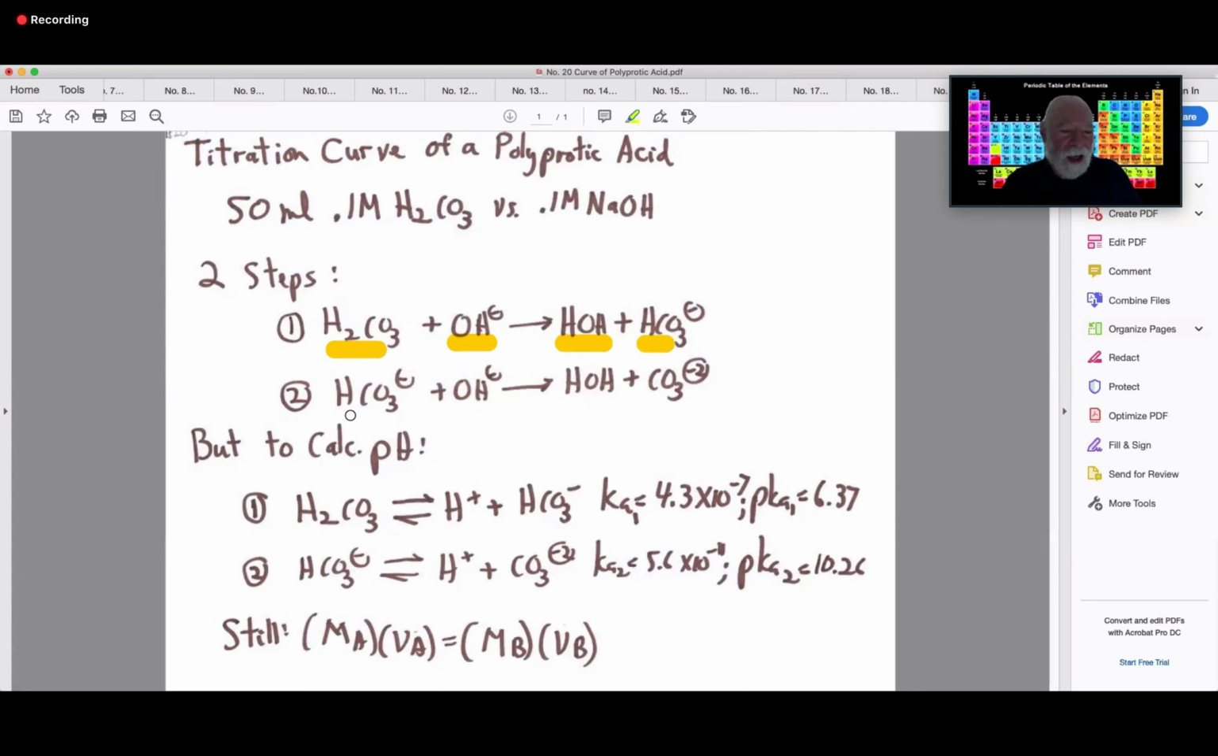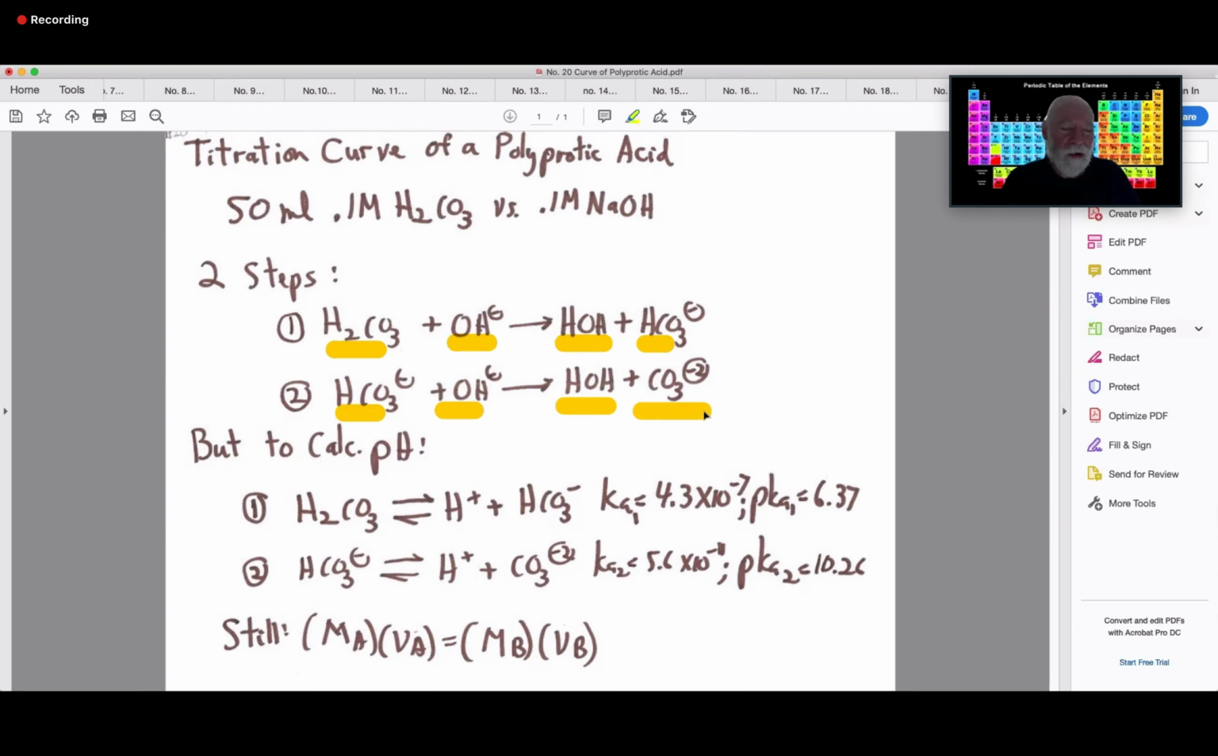It's now going to attack every single hydrogen carbonate molecule to form more water, and finally you're left with carbonate. So the point is this takes place in two definite steps. Step one, it removes the easiest acid first, and then it goes after the harder one next. So it does it in two distinct steps.